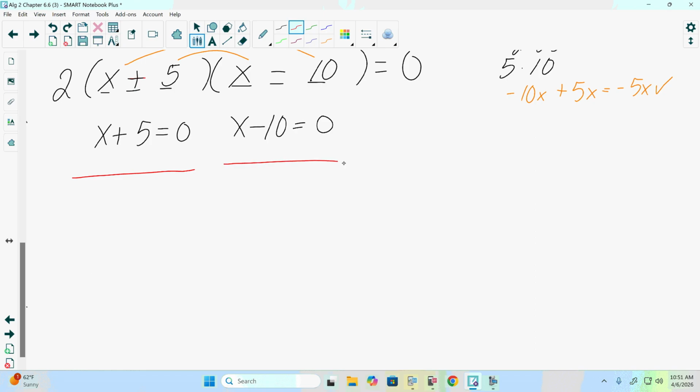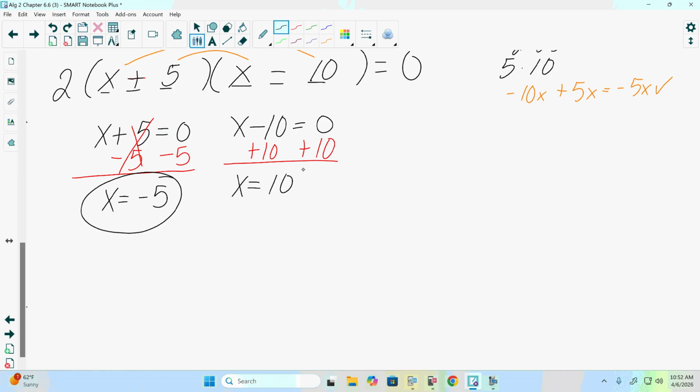And now we just need to solve. For our x plus 5, we would subtract 5, telling us x is negative 5. For x minus 10, we would need to add 10, telling us x is equal to 10. So negative 5 and 10. Questions on those here?